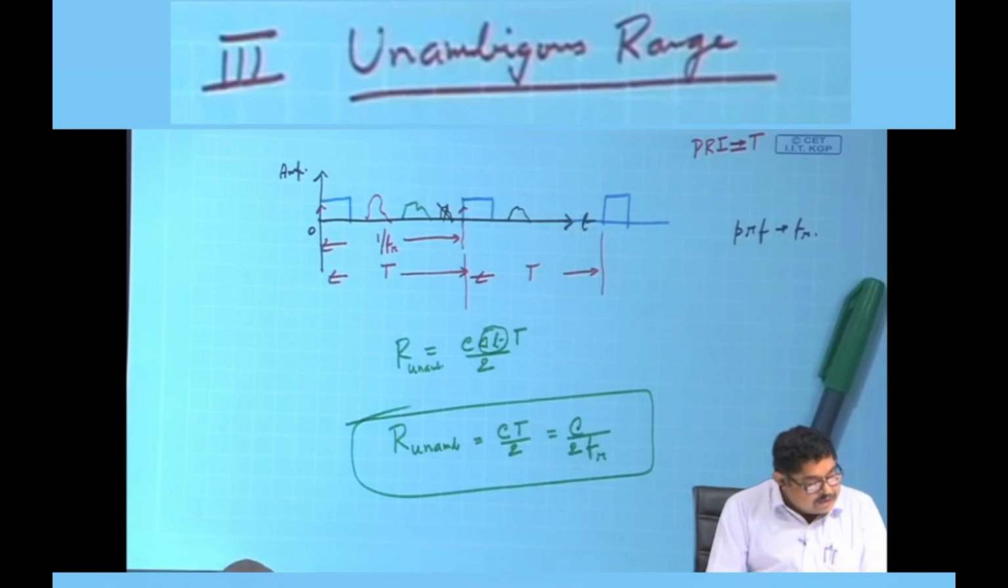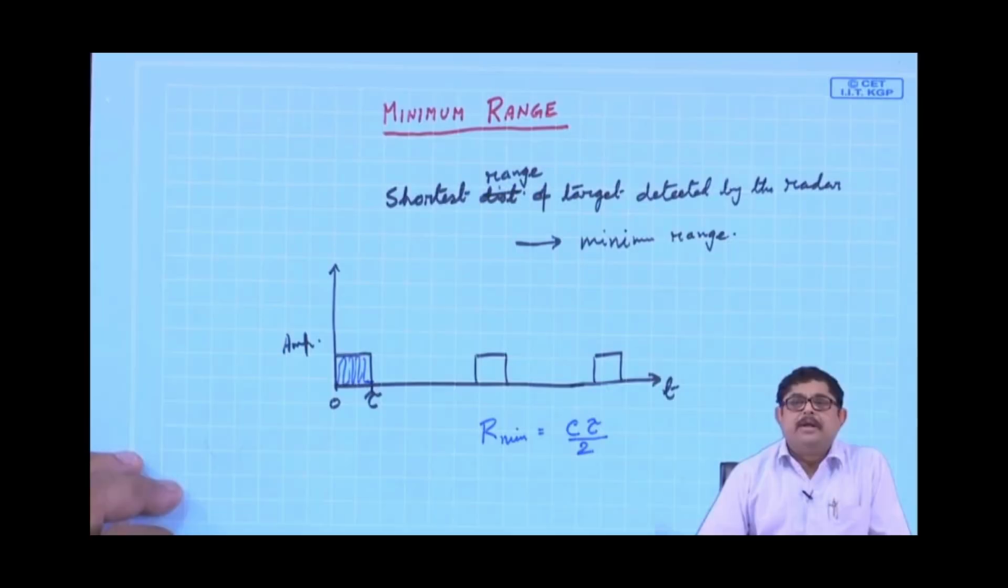The unambiguous range is defined as the maximum distance beyond which a radar target appears as a second time around echo, causing ambiguity in range measurement. It is the range within which all target echoes arrive before the next pulse is transmitted, ensuring accurate and unambiguous detection. In this section, the focus is on the concept of minimum range in radar systems.